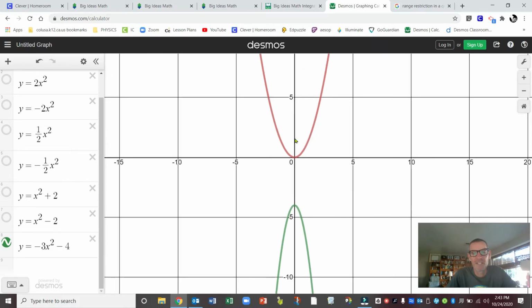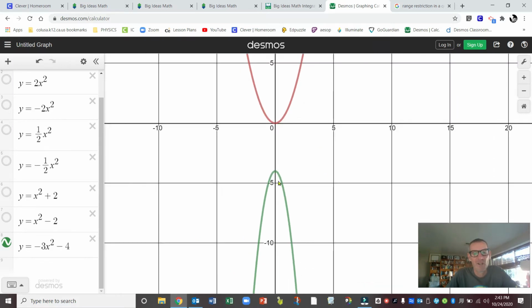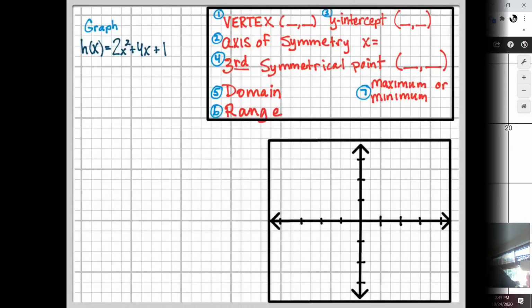So the parent function is in red. This function is in green. Because of the negative sign, it opens down. Because of the 3, it's narrower than the parent function. It has a vertical stretch of 3. And its y-intercept is at negative 4.